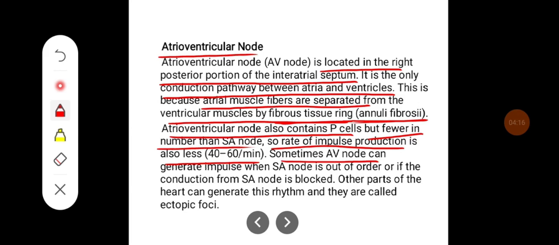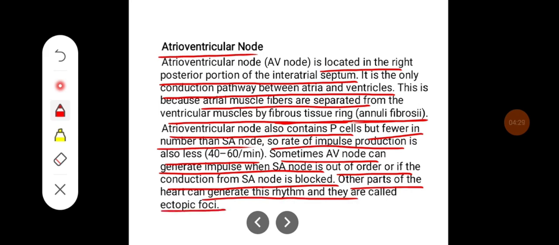Sometimes AV node can generate impulse when SA node is out of order or if the conduction of SA node is blocked. Other parts of the heart can generate this rhythm and they are called ectopic foci.